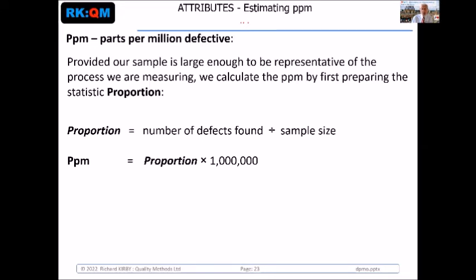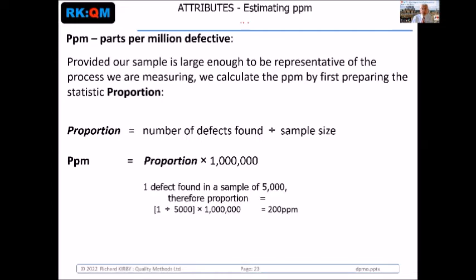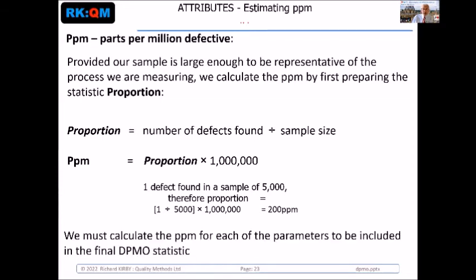The ppm formula for proportion is simple: the number of defects divided by the sample size. Then we multiply the proportion by 1 million. We will find a defect in one sample of 5,000 cans. So 1 divided by 5,000 times a million is 200. We do this for each of the parameters to be included in our final DPMO.